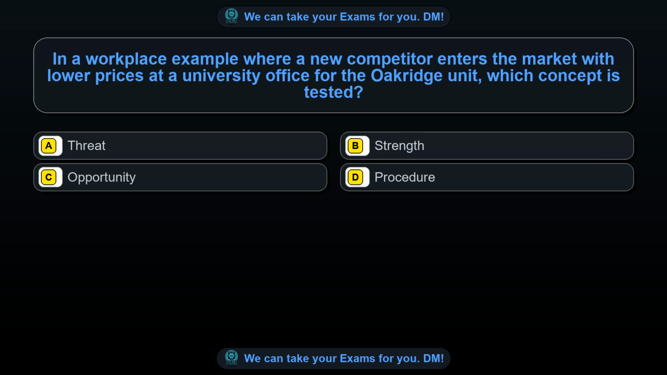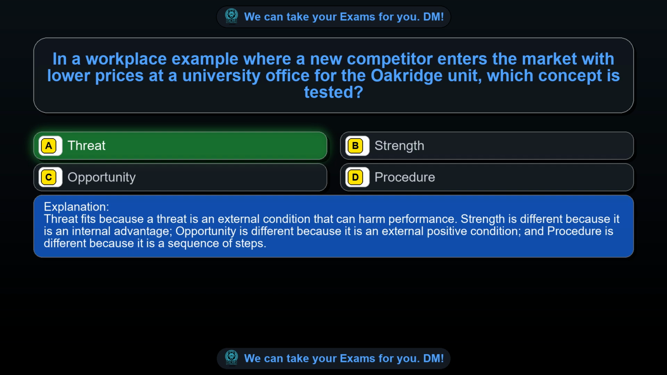Question 41. In a workplace example where a new competitor enters the market with lower prices at a university office for the Oak Ridge unit, which concept is tested? Option A, threat. Option B, strength. Option C, opportunity. Option D, procedure. The correct answer is option A, threat.